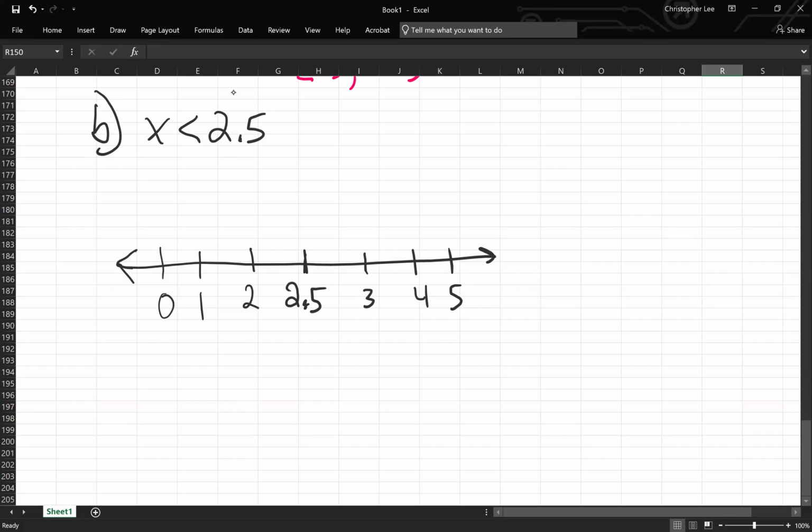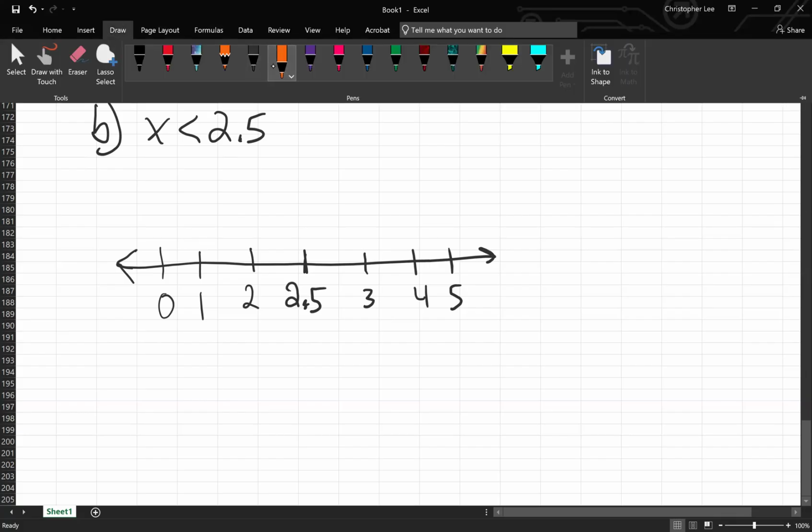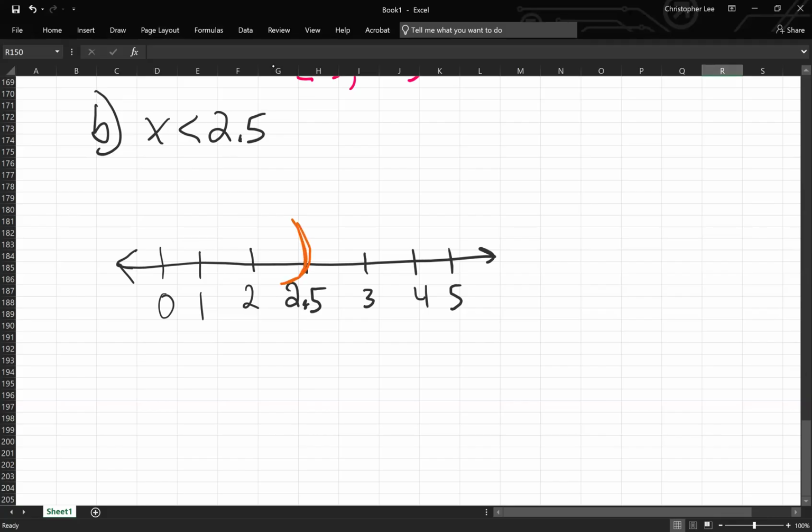Let's go orange. So now this says X is less than 2.5, so I want to use a parentheses. So here we go, there's my parentheses. And then I want to shade all the numbers to the left.